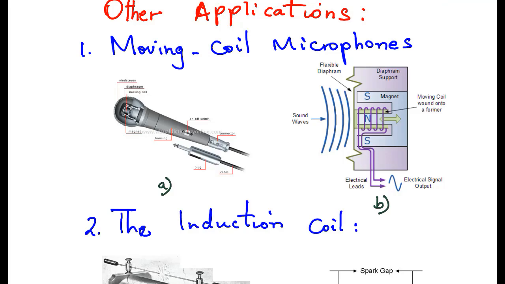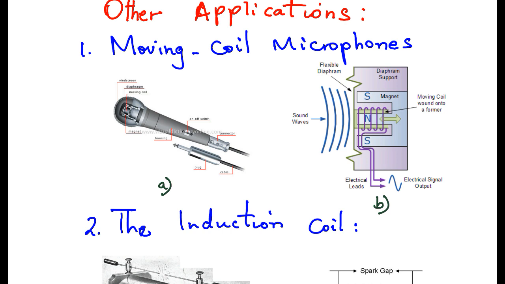Other than transformer, the following are the other applications of electromagnetic induction. 1. Moving coil microphones. Moving coil microphones are used in public address systems.